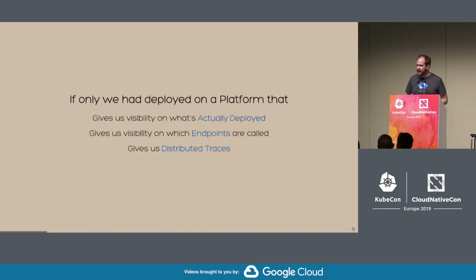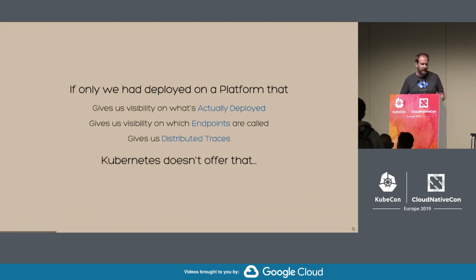Because it would be nice if the application was deployed on a platform that gives me full visibility on what I've actually deployed. It would give me the list of endpoints that are called on my application, on all the services. I could even maybe see distributed traces. It would be very helpful if I had that. The problem is Kubernetes doesn't give me that. You know that, right? If you install vanilla Kubernetes, you don't get that kind of visibility.